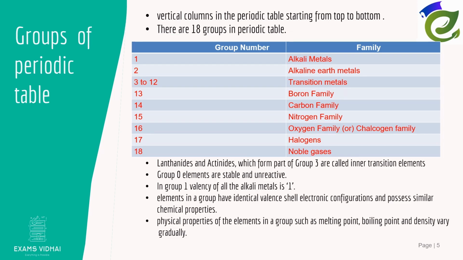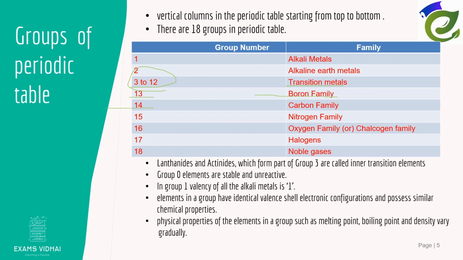Groups of the periodic table. We know vertical columns in the periodic table are called groups. There are a total of 18 groups in the periodic table. Group number 1 is called alkali metals. Group number 2 is called alkaline earth metals. Group numbers 3 to 12 are called transition metals. Group number 13 is the boron family.